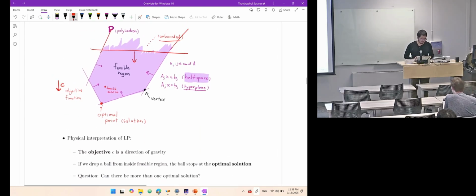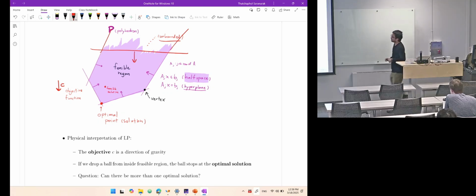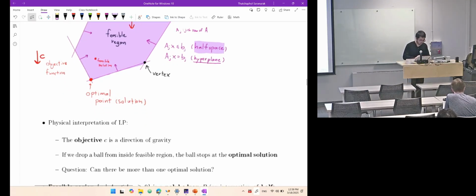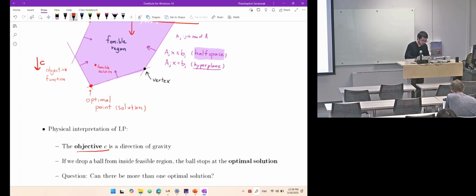At least the way I think about it, the physical interpretation of LP is that the objective c is the direction of gravity. You can imagine you have a ball in the feasible region and the ball just follows the gravity. Where does it stop? It's going to stop at the optimal solution.